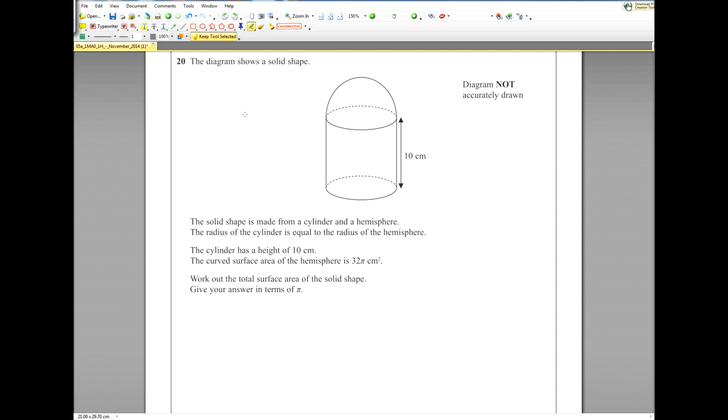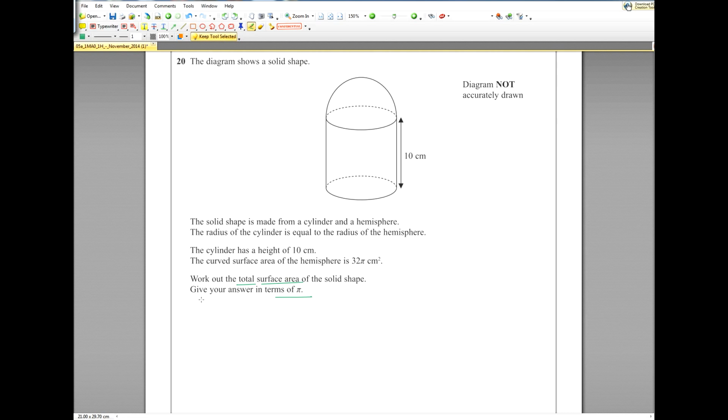Okay, the diagram shows a solid shape. The solid shape is made of a cylinder and a hemisphere. The radius of the cylinder is equal to the radius of the hemisphere. The cylinder has a height of 10. The curved surface area of the hemisphere is 32 pi centimeters squared. Work out, now here comes the key word, total surface area of this solid shape. Give your answer in terms of pi. Not apple pie, this is the mathematical pi. They want the answer with pi in it, so you don't need to do any mad calculations with decimals without a calculator.